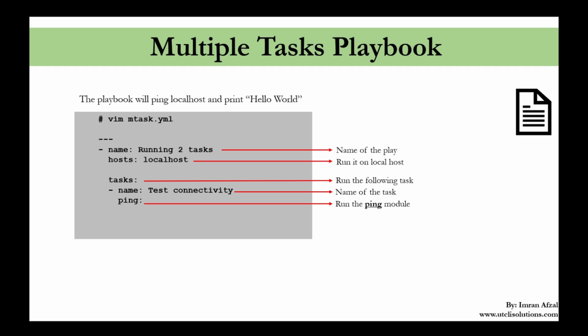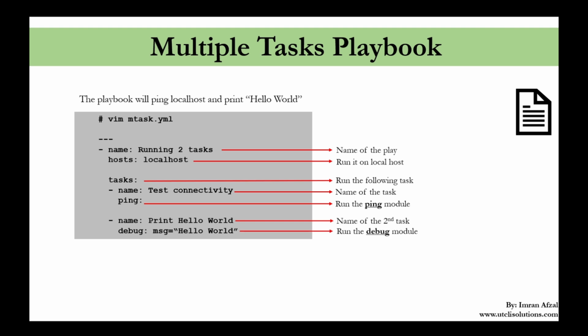The second task is to print hello world. If you notice, that second task name is right below exactly where the first name is. So it's going to be the name print hello world. And the module we are using, if you remember, for the second task is the debug module. And the message, which is the option that you will need to use, is hello world, which I'm sure you remember. And that is to run this module.